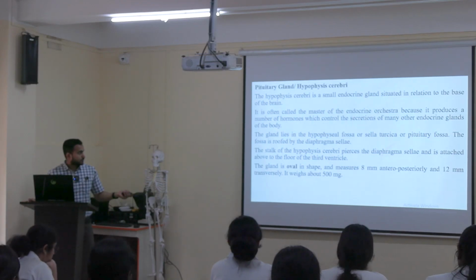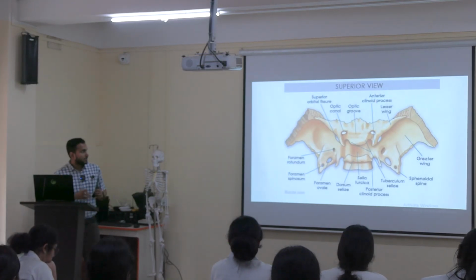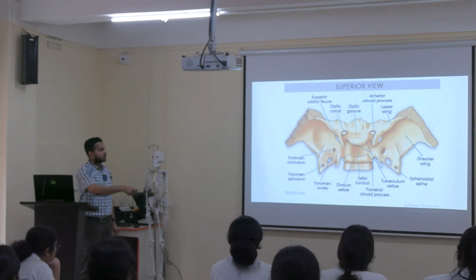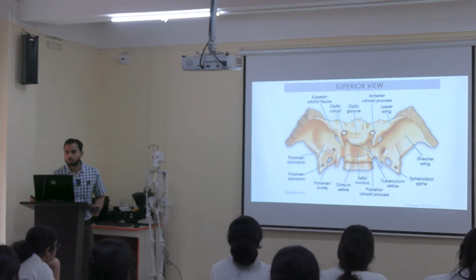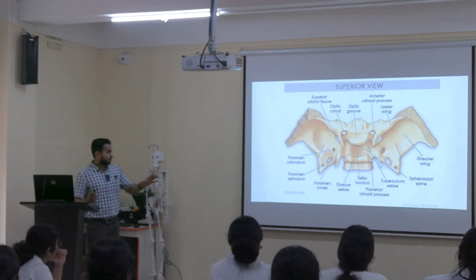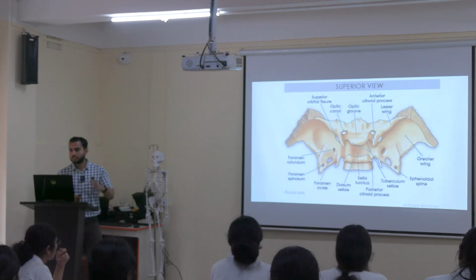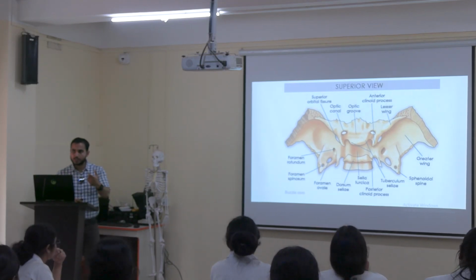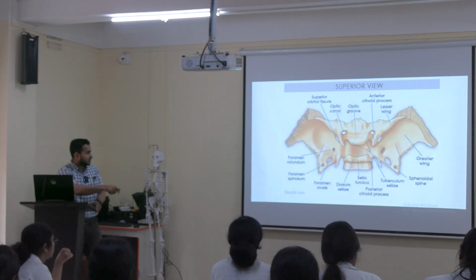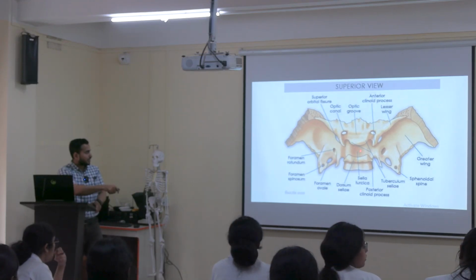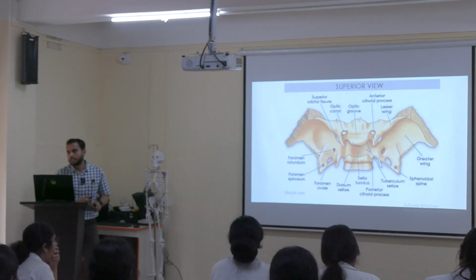Next, here you can see, which bone is this, anyone? Sphenoid bone. Okay, it is the sphenoid bone. Can you see the shape? It is butterfly shaped. Now I am not going into the parts of the sphenoid bone. If you see the middle, or the body of the sphenoid bone, at the middle part you can see a depression. This one. So this is called sella turcica, or also called pituitary fossa or hypophyseal fossa.